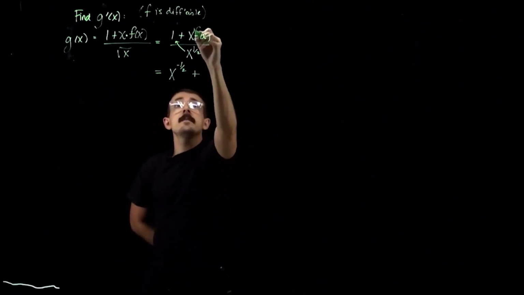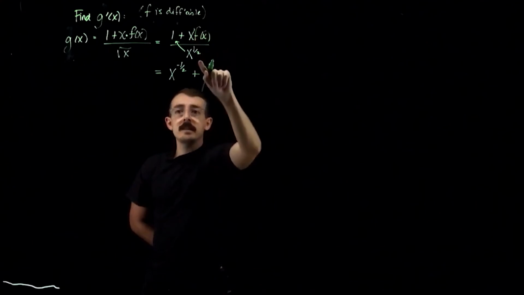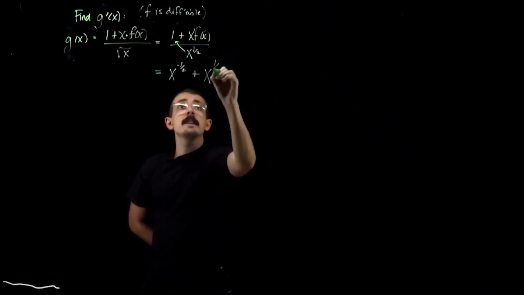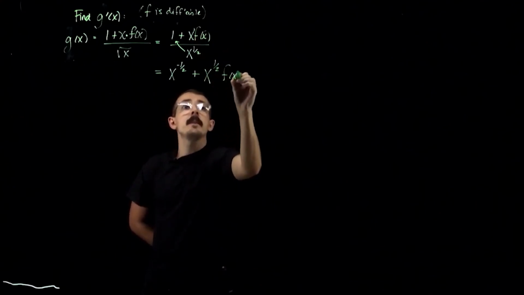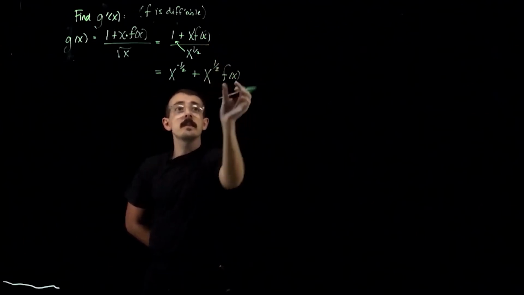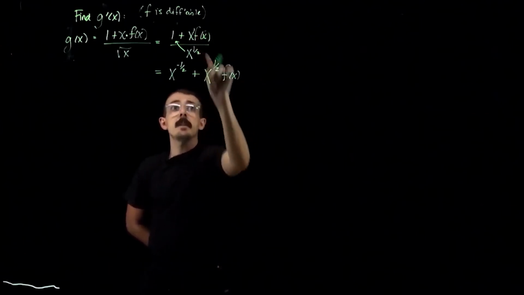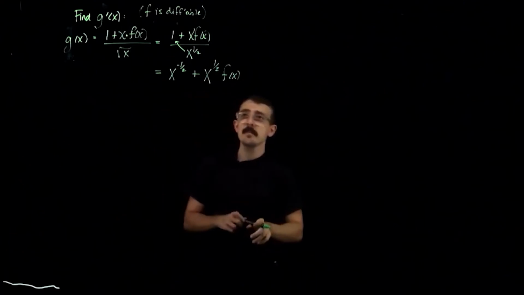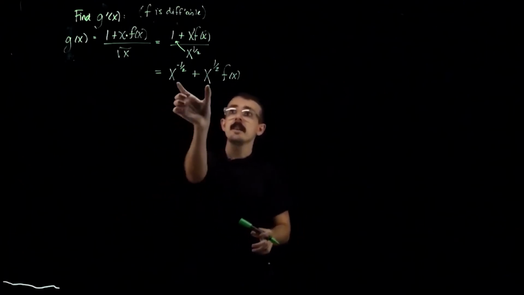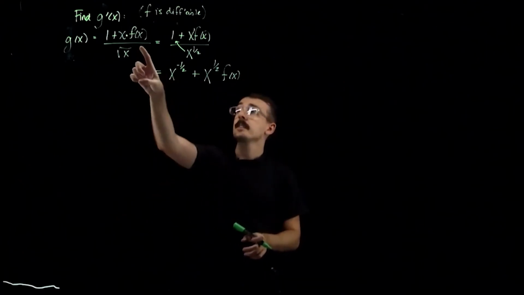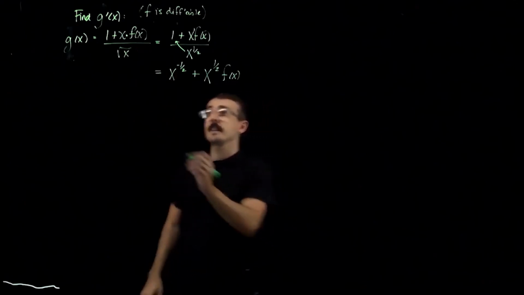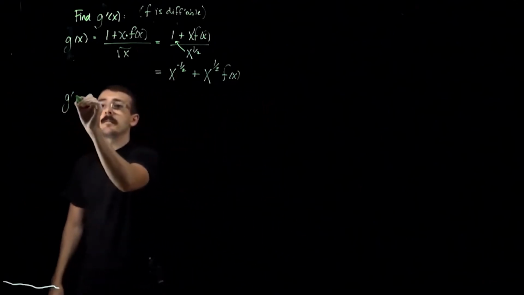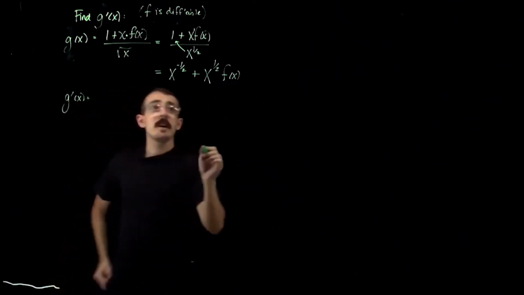plus x to the first power divided by x to the 1/2 power is x to the 1/2 power. So this over this will leave me with this. You just subtract the powers to do that. I would argue that this looks a little nicer to take the derivative of than this starting thing. So now let's go ahead and do it. So g prime of x.